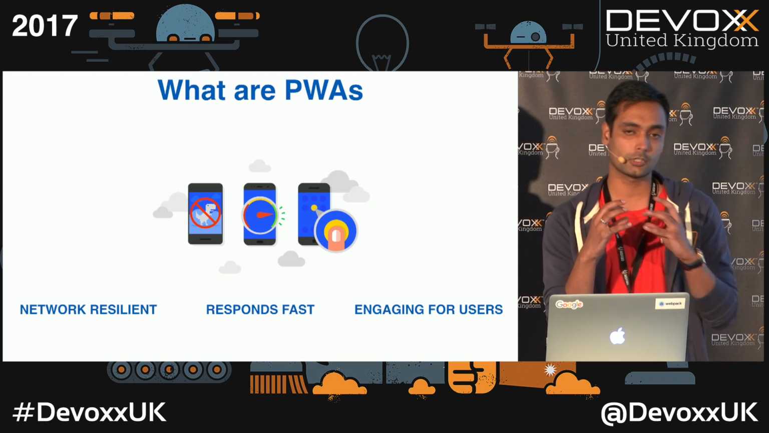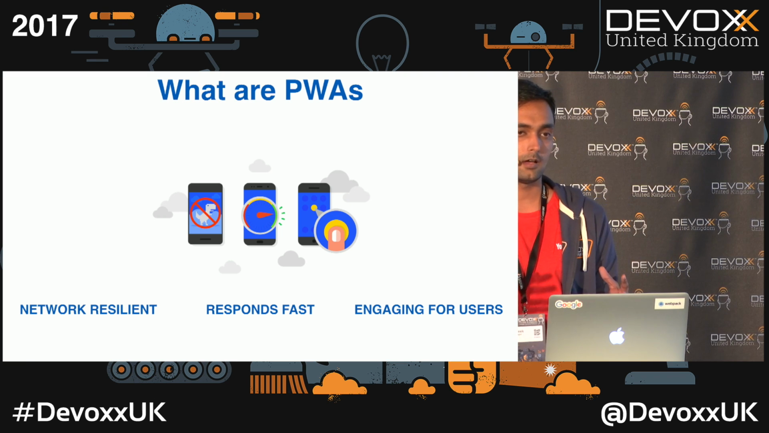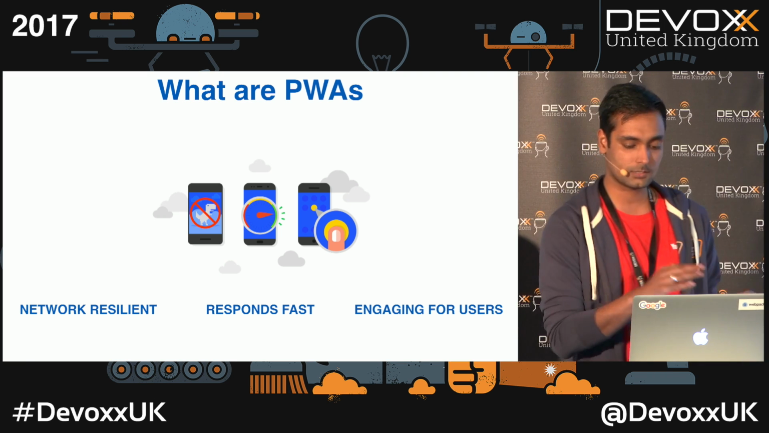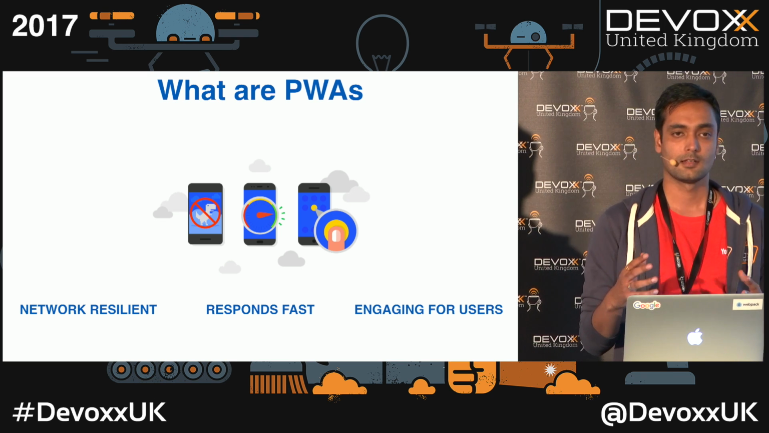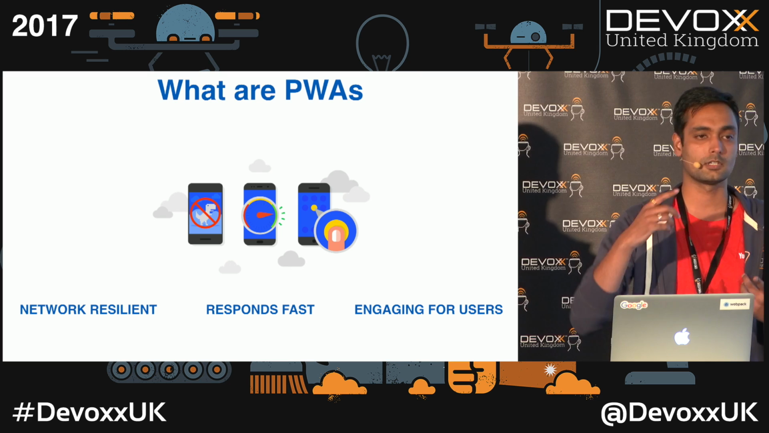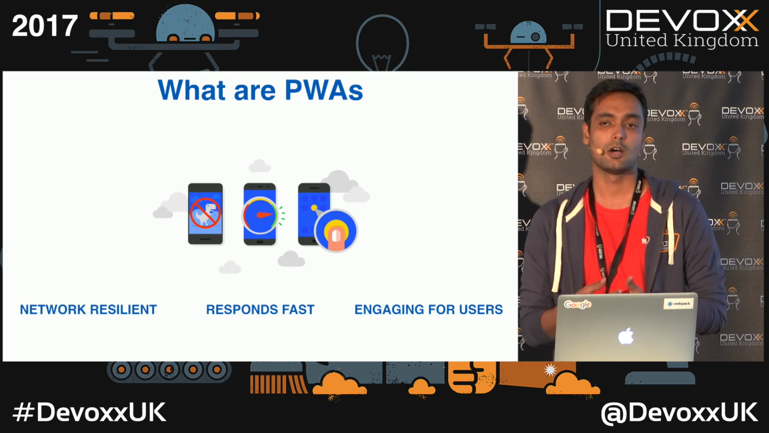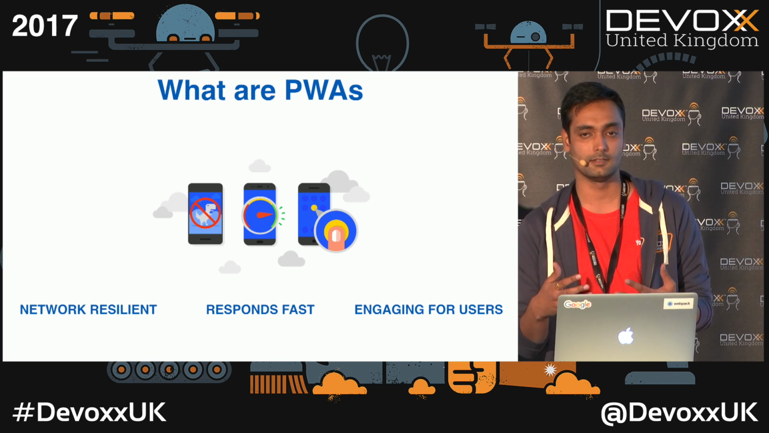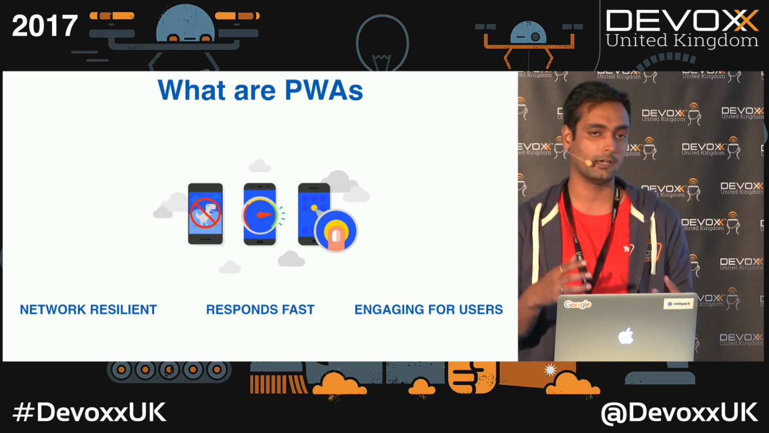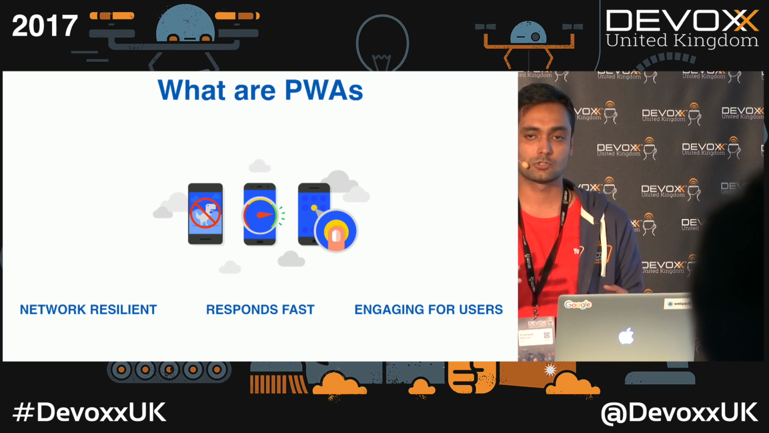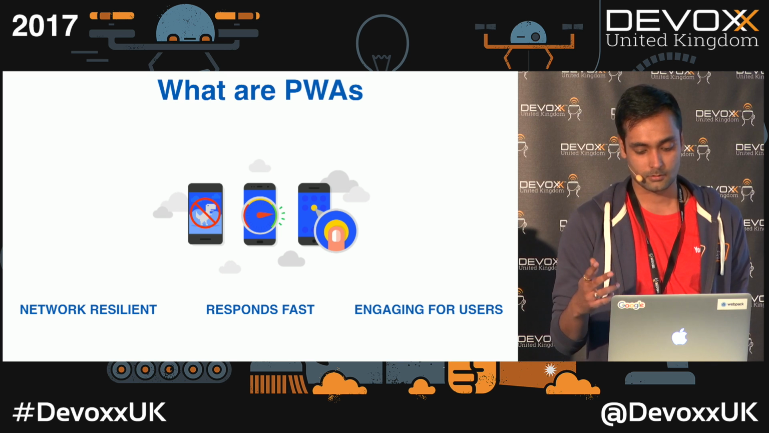So just to put it in a nutshell, progressive web apps are your websites with these three points. First, they are network resilient, which means it does not matter if your user is on 2G, on 3G, on Wi-Fi, or even if they are offline. Your websites will still work. They will still be able to show some content which you decide should be shown in case there's no network.